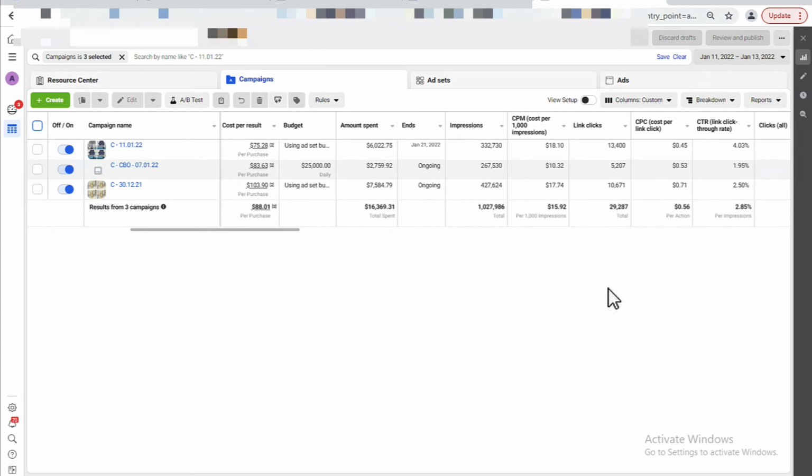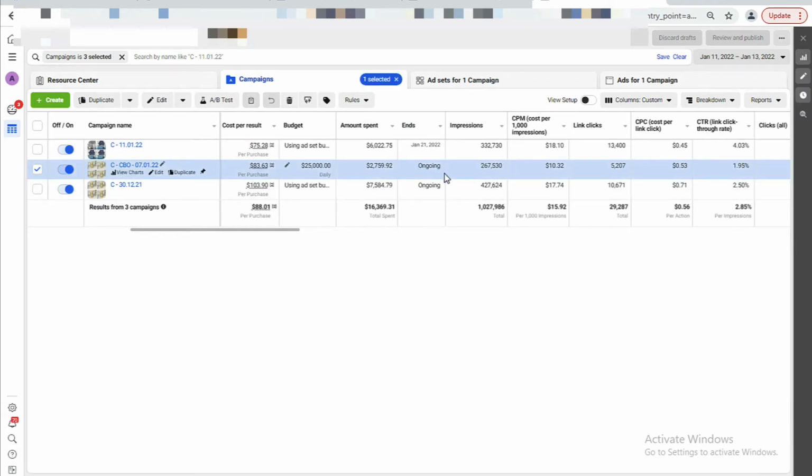One thing you'll notice, CPMs are looking ultra good. Overall, $15 or nearly $16. Insane CPMs. CTRs, not that great, but the low CPMs offset the low CTR. We're still getting a great cost per click, and that's the main thing. So, 3 full days, the 11th to the 13th. We've spent 16,369 across these 3 campaigns.